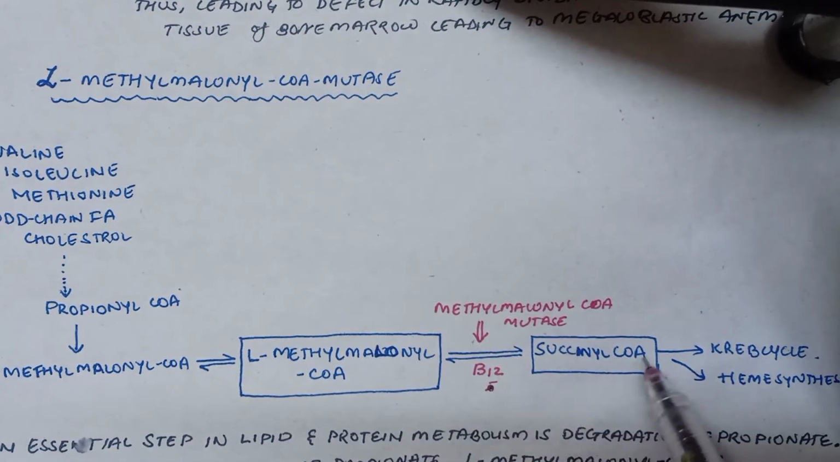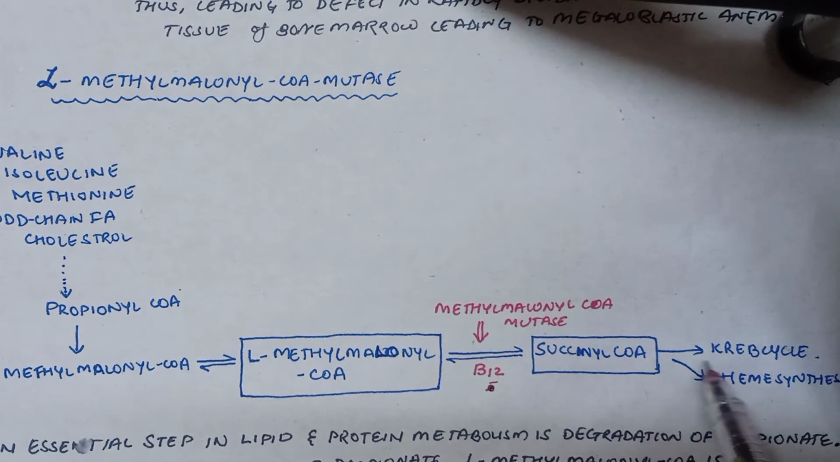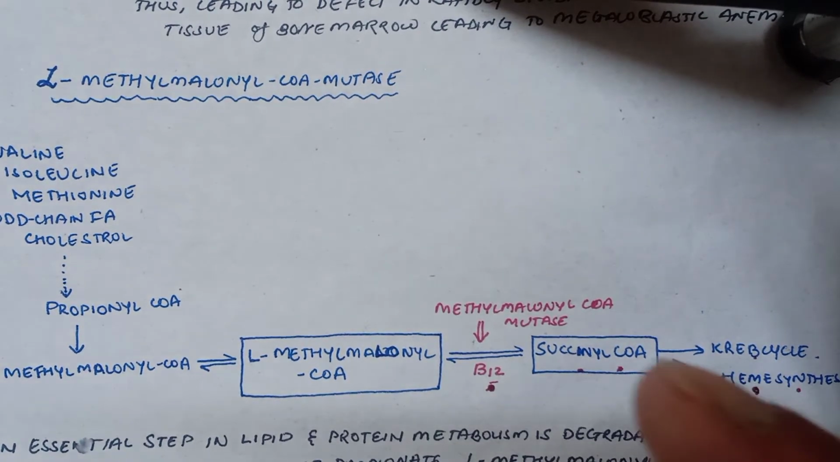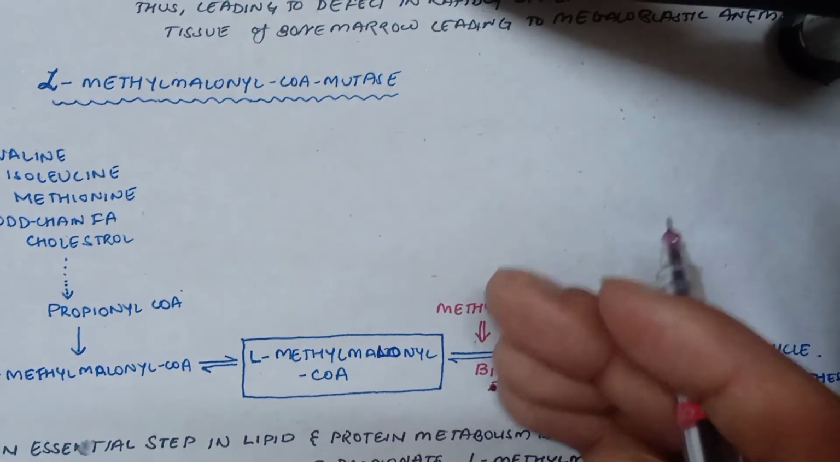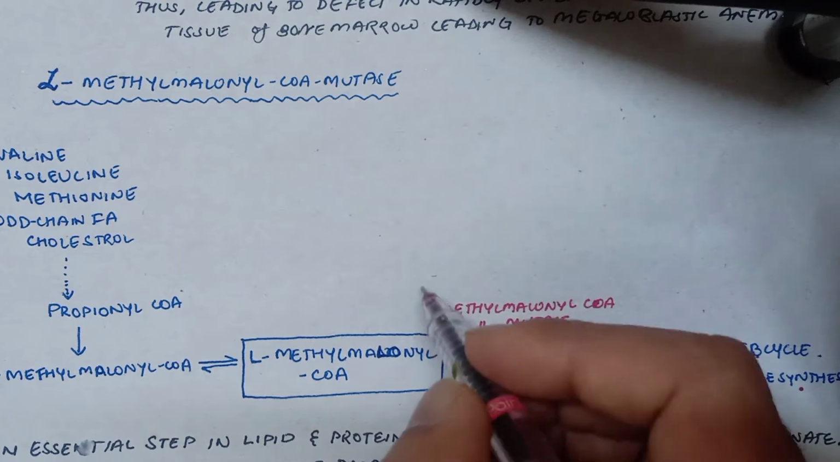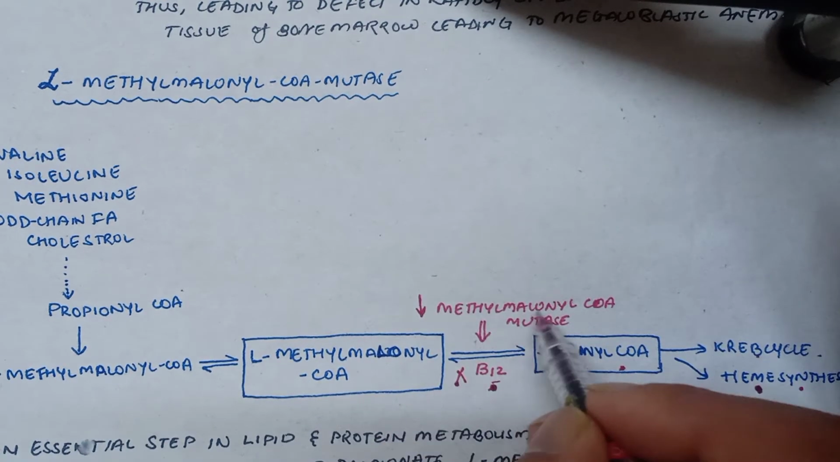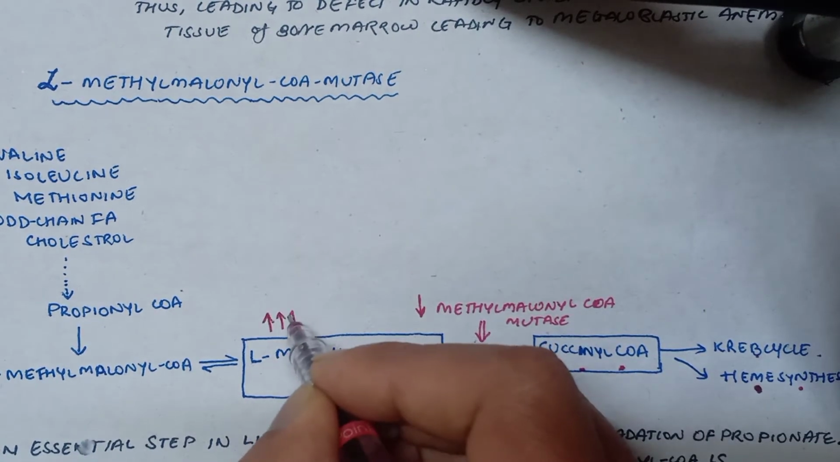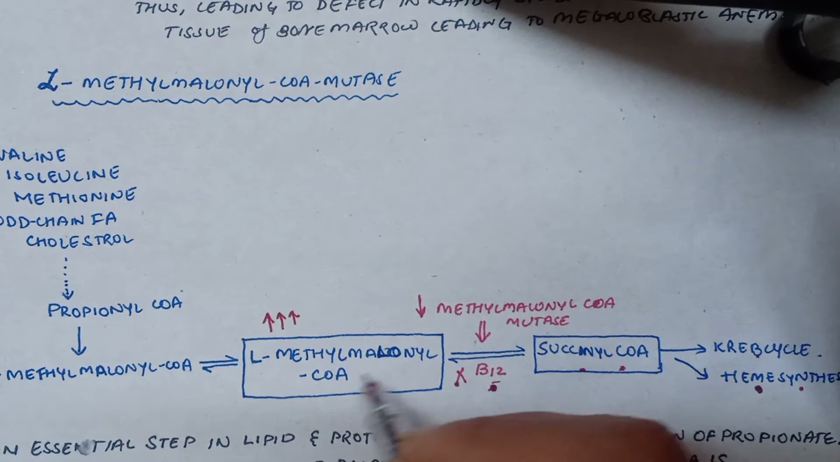The resultant compound succinyl coenzyme A will enter into the Krebs cycle, and succinyl coenzyme A is essential for heme synthesis as well. So when there is deficiency of vitamin B12, the activity of methylmalonyl coenzyme A mutase will be greatly reduced. This will lead to accumulation of L-methylmalonyl coenzyme A.